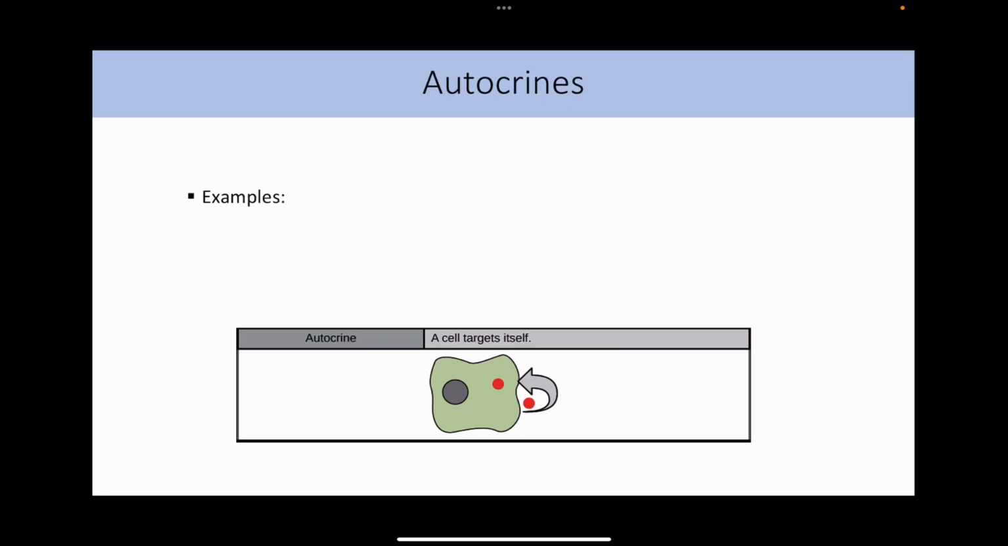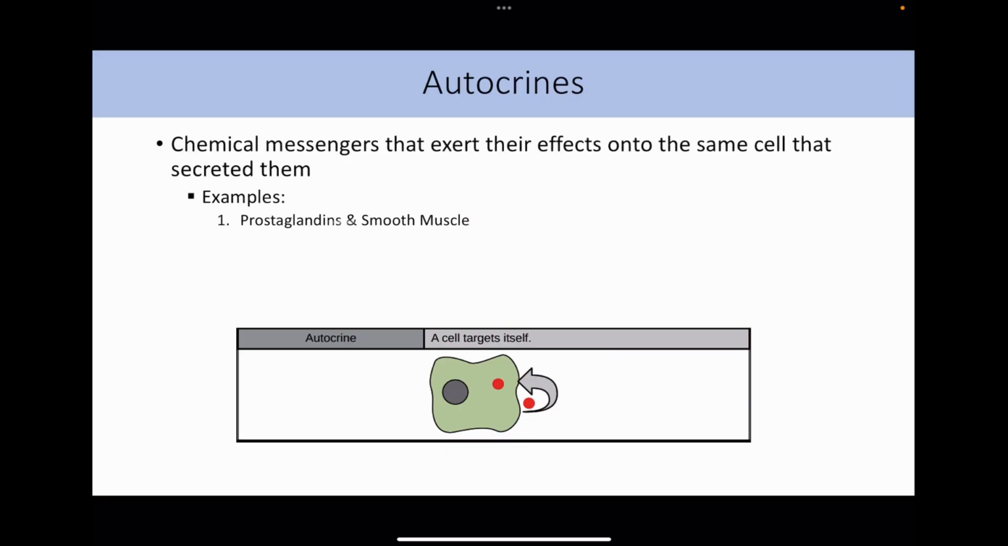So with autocrines, the chemical messengers exert their effects onto the same cell that secreted them. Examples include prostaglandins and smooth muscle. This has to do with reproductive health and the erection. Also the immune system, like I said, T cells or white blood cells, they will target themselves so they can make copies of themselves very quickly during times of infection. I'll show you an image of that as well.